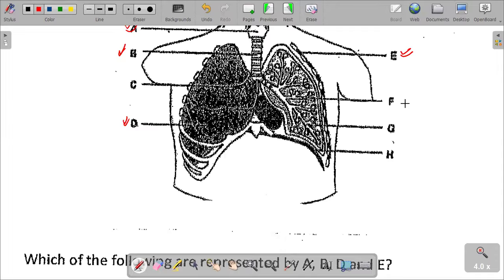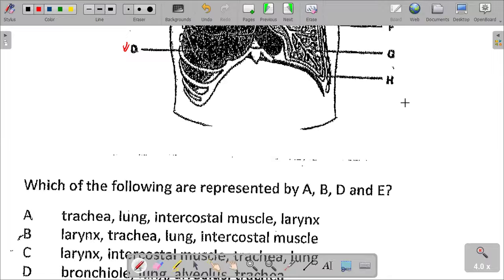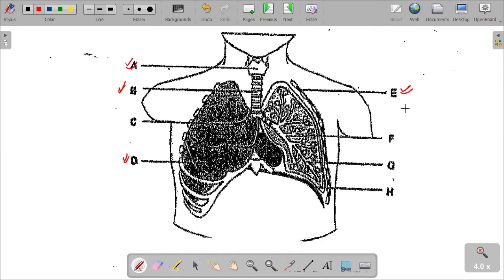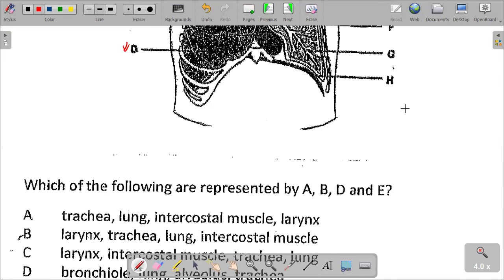So what is represented by A, B, D, and E? A should be the larynx. And then B is the trachea.